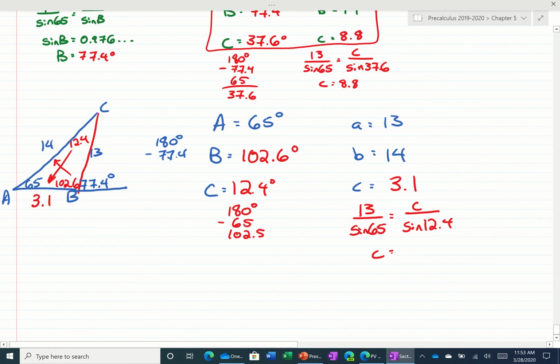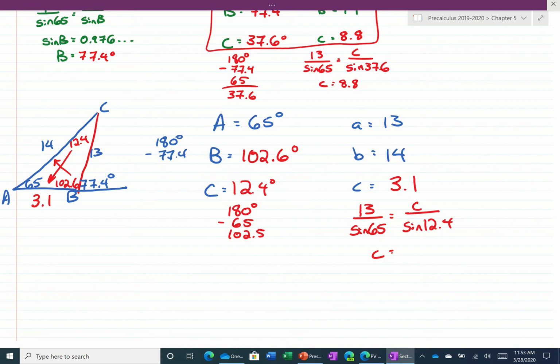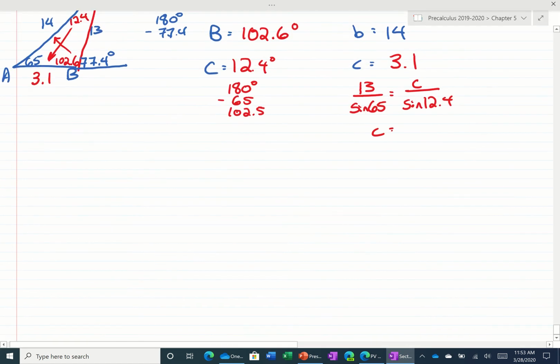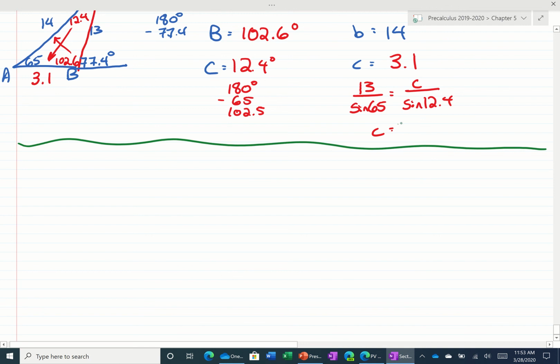I'll do one more example, and then I'll expect you to do 3 for tonight's homework. You always want to check to see how many triangles there are. All right, so for our third example, angle A is 70 degrees, side B is 15, and side A is 14.5.